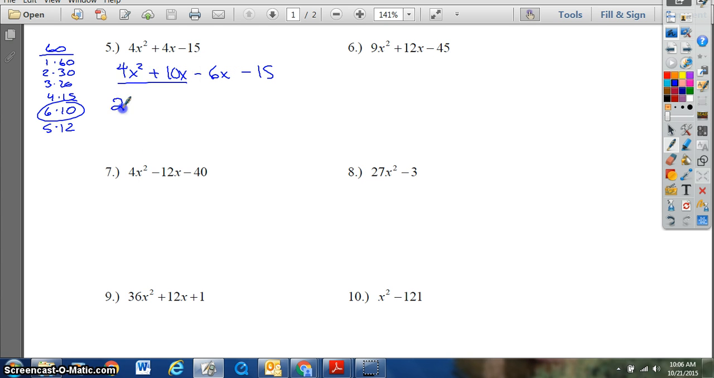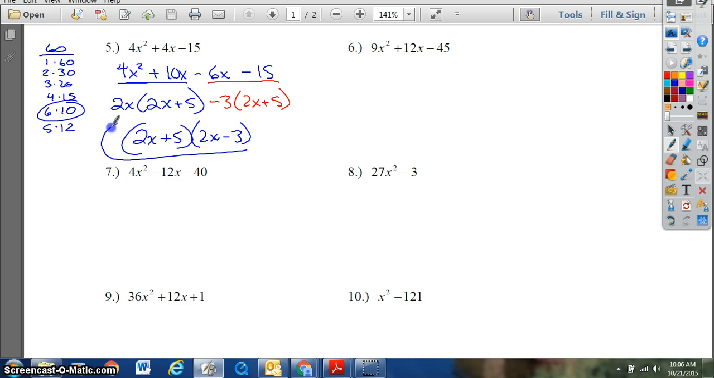So my GCF of these two is 2x, leaves me with 2x plus 5. GCF of these two is negative 3, which should leave you with the 2x plus 5 again. So, final answer, 2x plus 5 times 2x minus 3. I believe we had that one for the assignment a couple days ago.